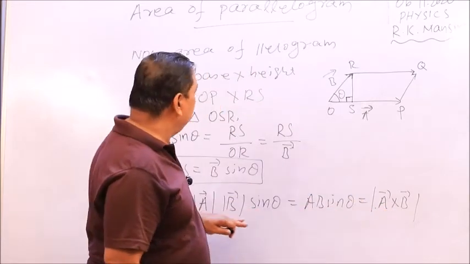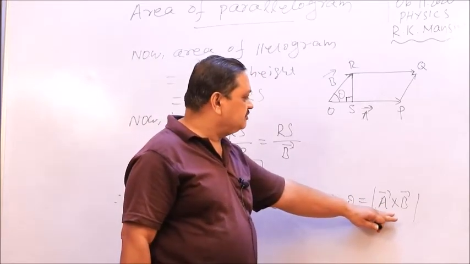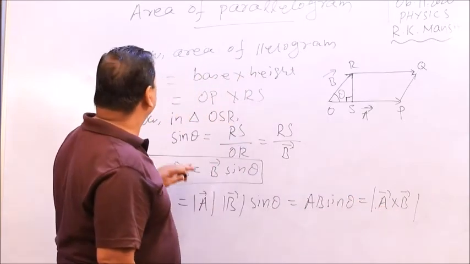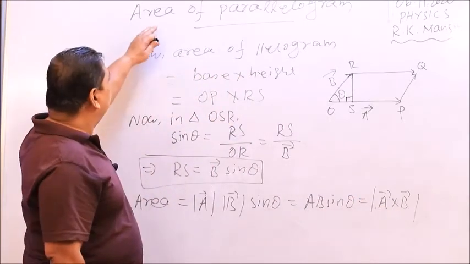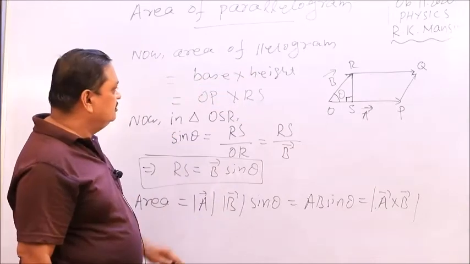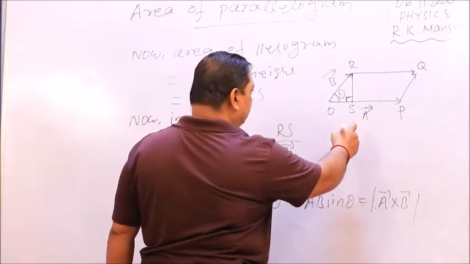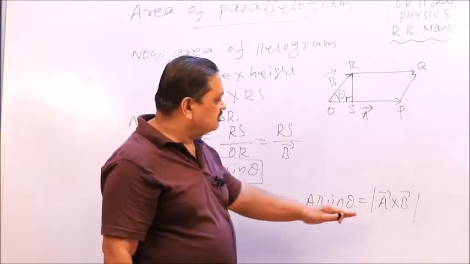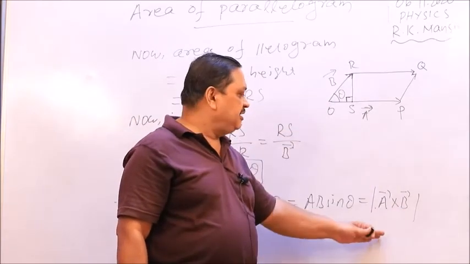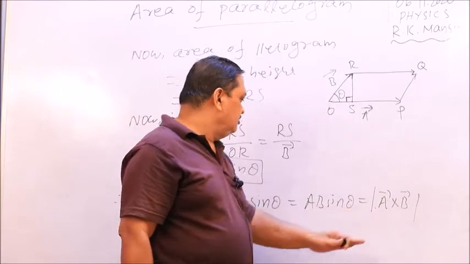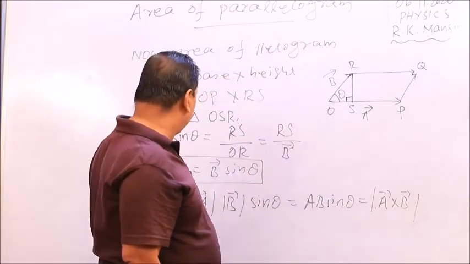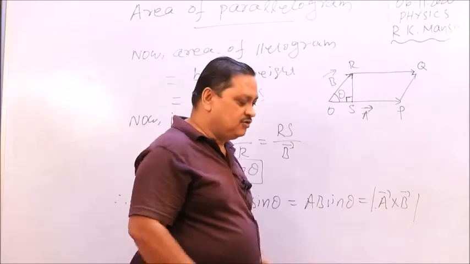So when you find out the magnitude of the cross product between two vectors, it is indirectly giving the area of the parallelogram. So if vector A is given, vector B is given, then you just find out A cross B, then find out the modulus, the magnitude, and that will give the area of the parallelogram. So area of parallelogram equal to modulus A cross B.